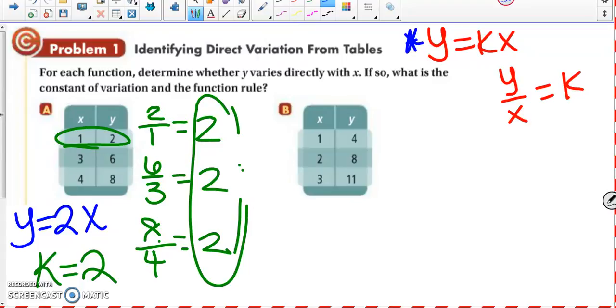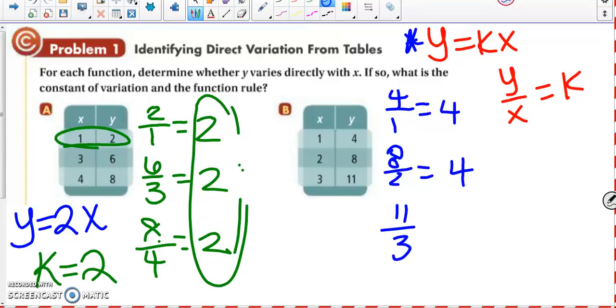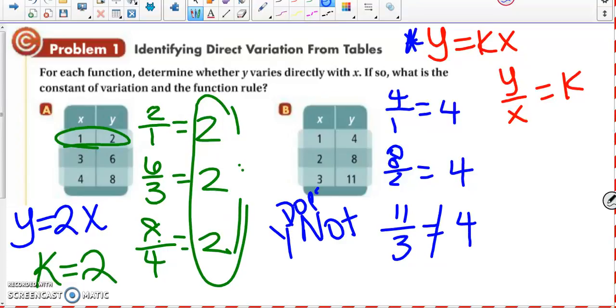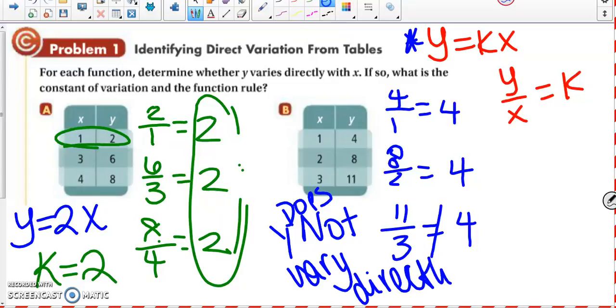Now let's do the same for b. 4 divided by 1 equals 4. 8 divided by 2 is equal to 4. 11 divided by 3 does not equal 4, therefore y does not vary directly with x.